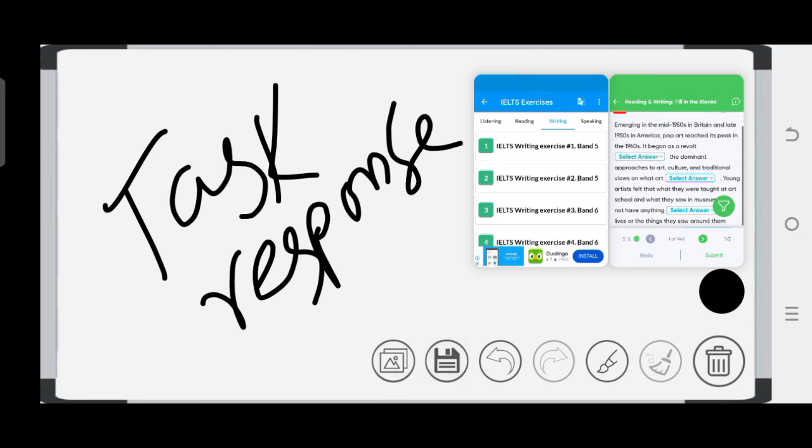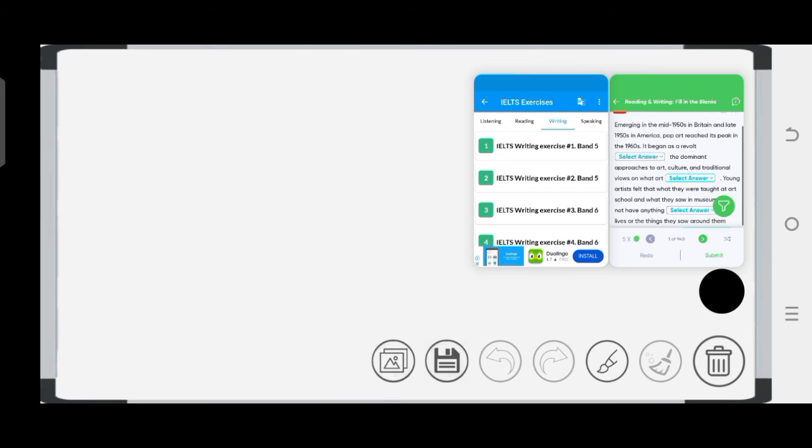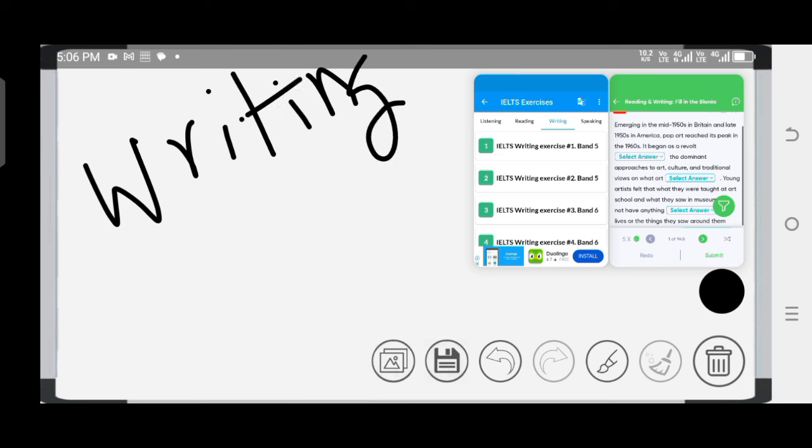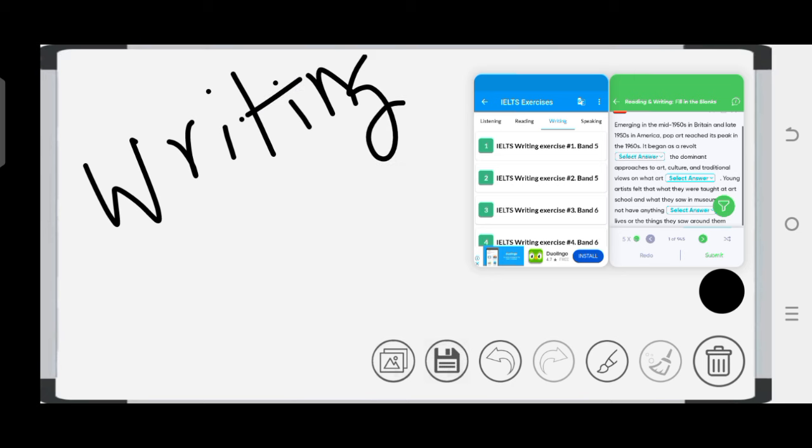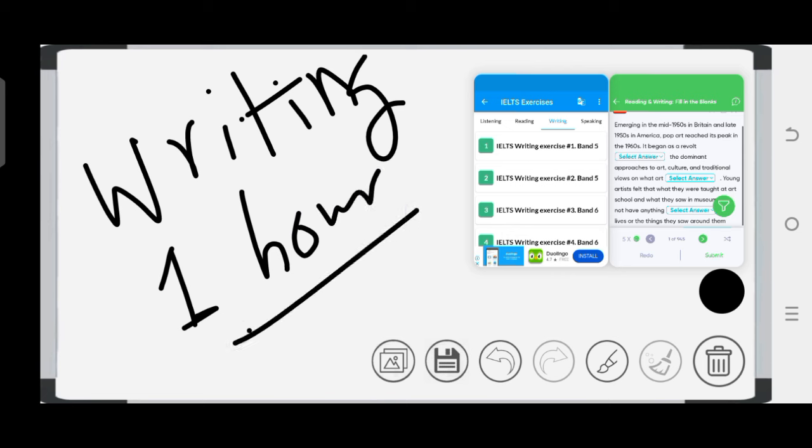Now, today our focus is on writing. In IELTS writing, you are given a total of 1 hour, and you have to perform two tasks. Those two tasks are subdivided into IELTS Academic Writing and IELTS General Writing.